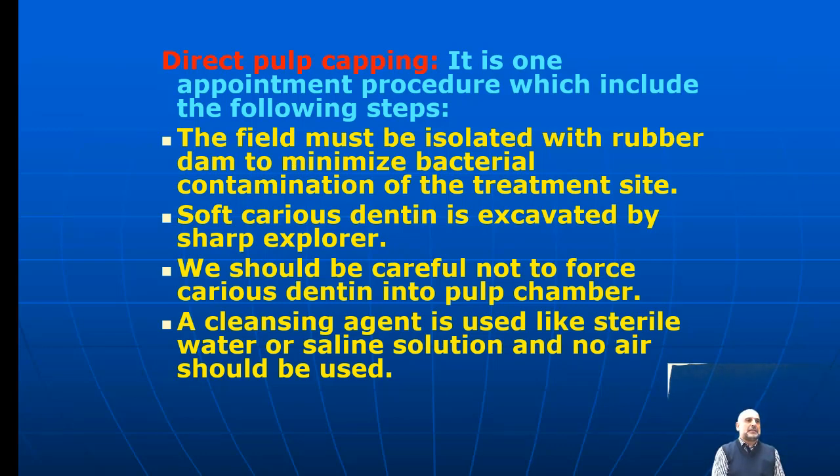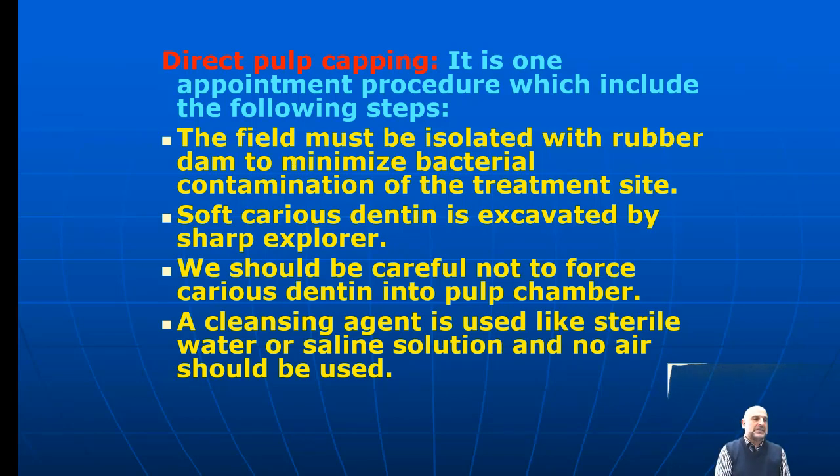Soft carious dentine is excavated by a sharp explorer. We must use a sharp explorer. This explorer can remove the carious dentine without pushing the carious dentine inside the pulp, which might compromise the healing of the pulp. We should be careful not to force carious dentine into the pulp chamber also.